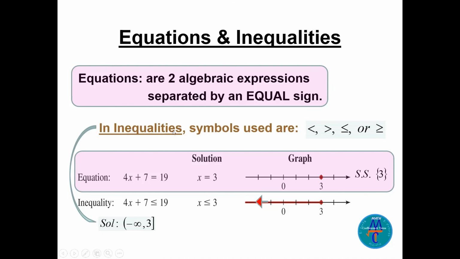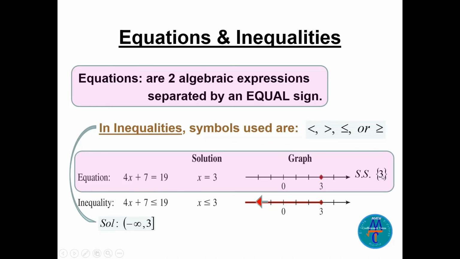Now in inequalities, these symbols are used. Either we have less than or greater than, or less than or equal, or greater than or equal, or a compound, we can have two. And usually the solutions are intervals like this. See, 4x plus 7, that's the same here, 4x plus 7. Here we have equal, here less than or equal, 19, here 19. So with this one, when you take 7 to the other side and then divide by 4, x will be 3. It's only one solution here, one number on the number line.